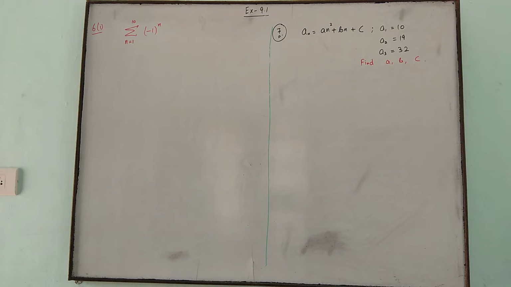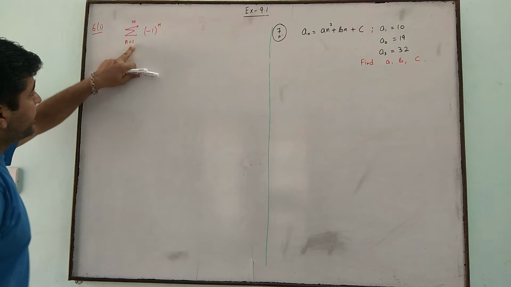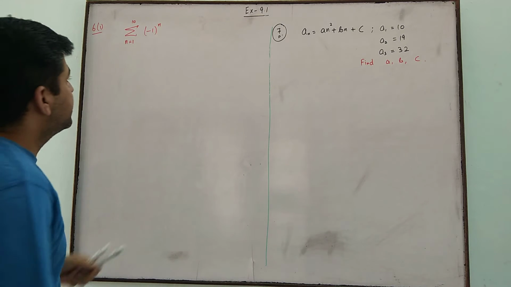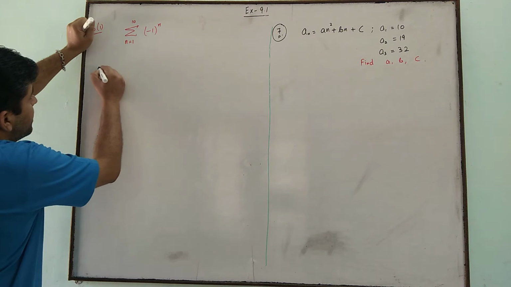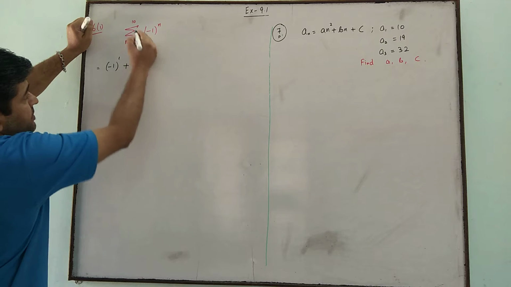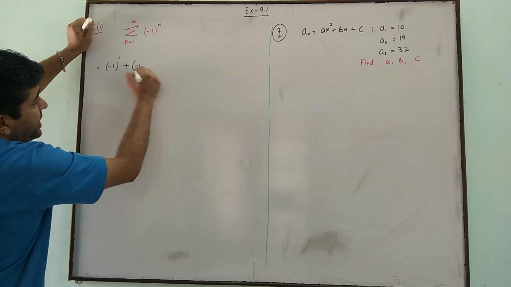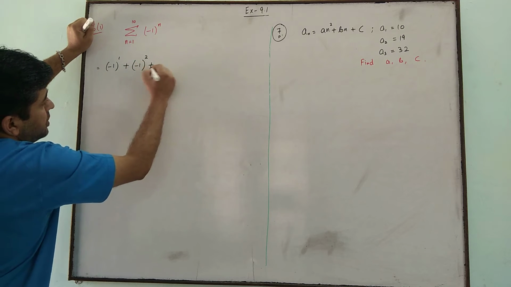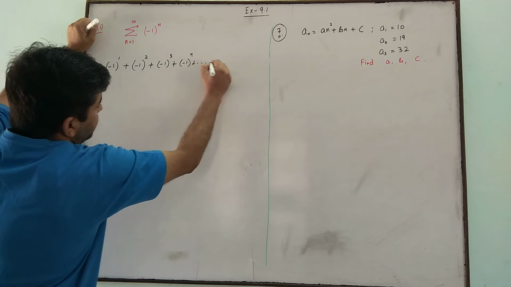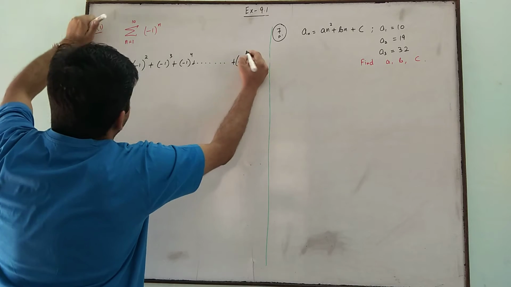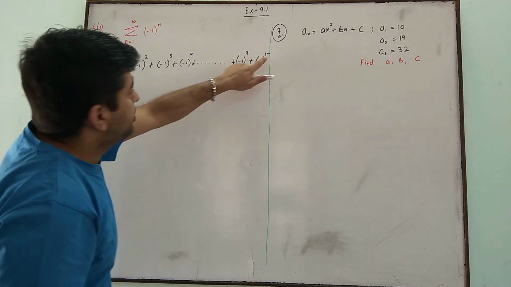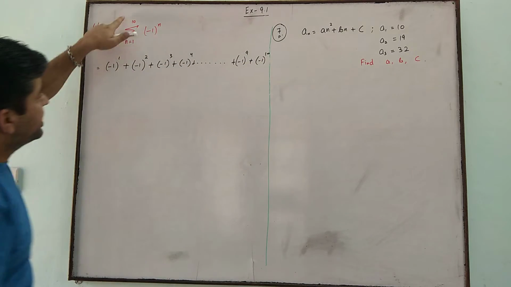Question number 6, he said summation where n varies from 1 to 10, all the integers in between 1 to 10, of minus 1 to the power n. That means what you can do is minus 1 to the power, first n is 1, then summation means sum of all the terms, minus 1 to the power n is 2, minus 1 to the power 3, minus 1 to the power 4, and it is going up to minus 1 to the power 9, minus 1 to the power 10. So 1 to 3 up to 10, minus 1 to the power n, and n varies from 1 to 10.